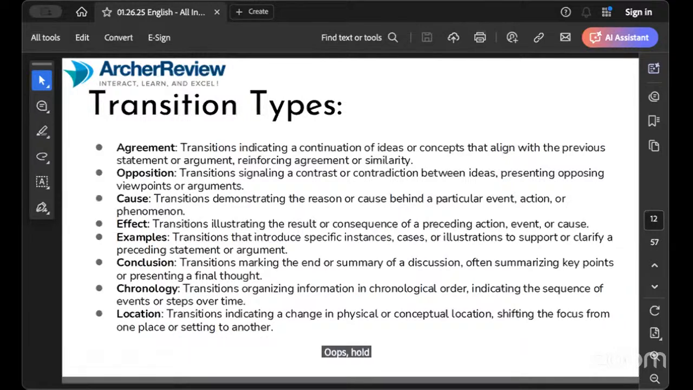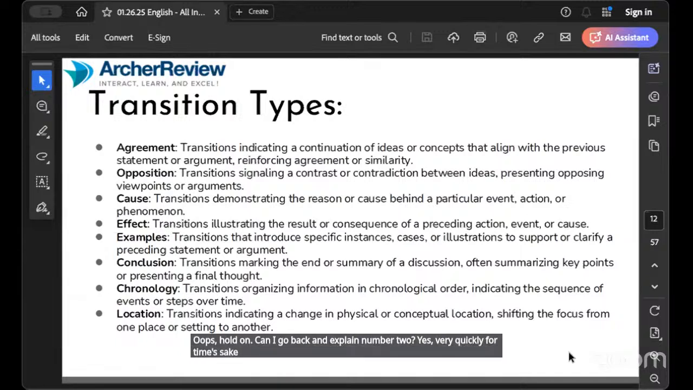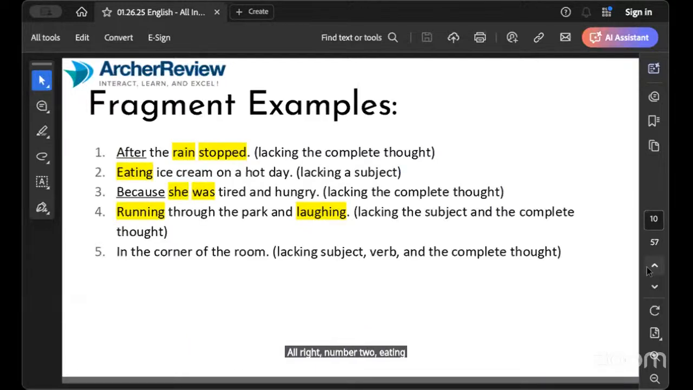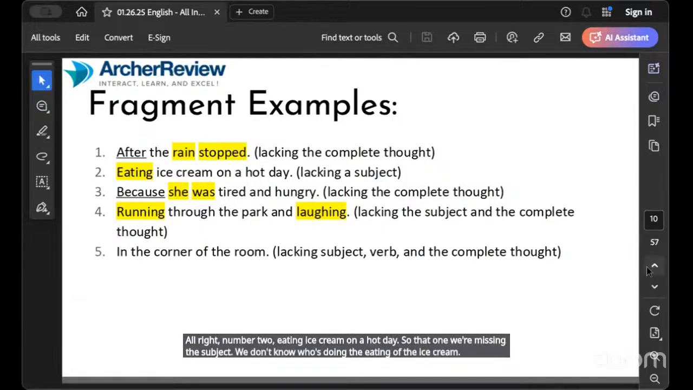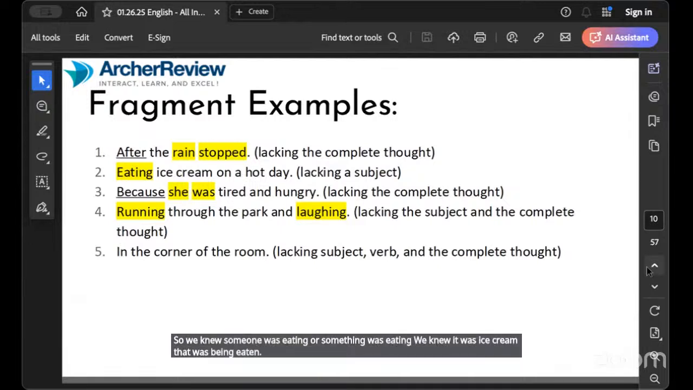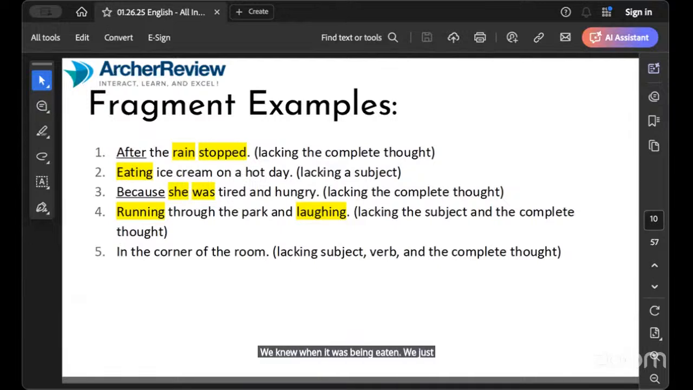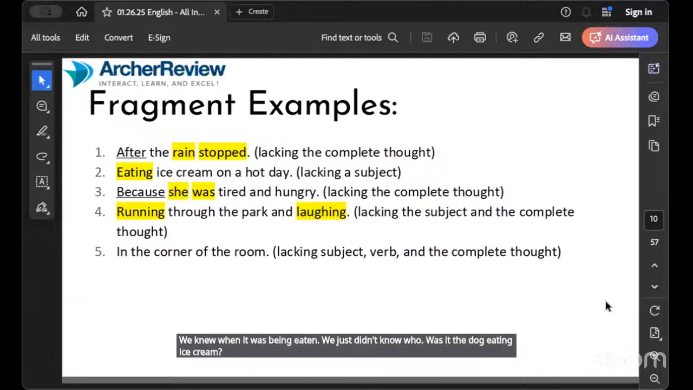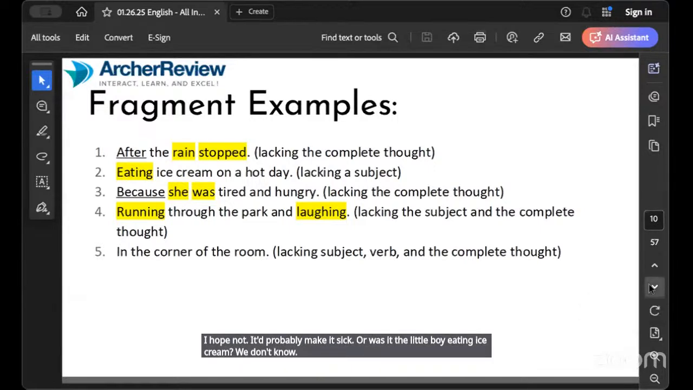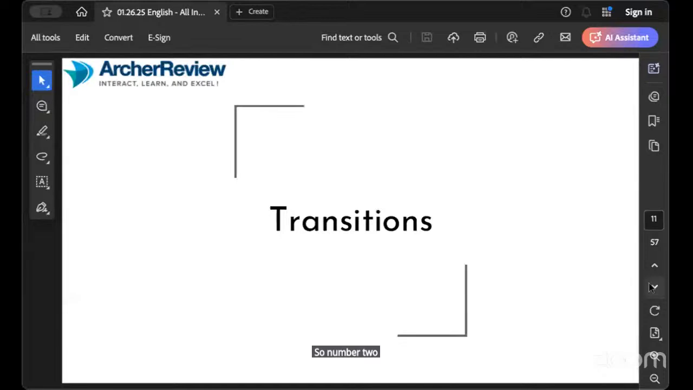Can I go back and explain number 2? Yes, very quickly for time's sake, but yes, I can. There we go. All right, number 2. Eating ice cream on a hot day. So that one we're missing the subject. We don't know who's doing the eating of the ice cream. We knew someone was eating or something was eating. We knew it was ice cream that was being eaten. We knew when it was being eaten. We just didn't know who. Was it the dog eating ice cream? I hope not. It'd probably make it sick. Or was it the little boy eating ice cream? We don't know. So number 2 was missing a subject.